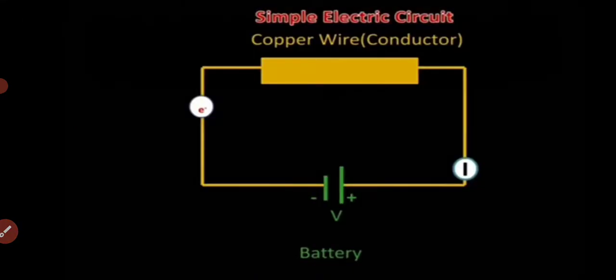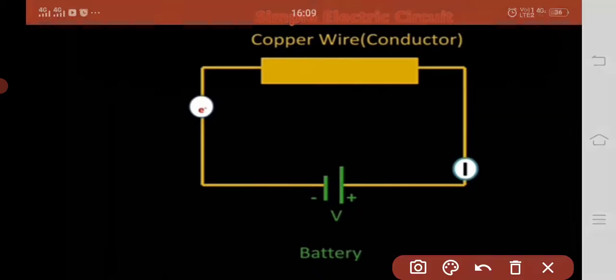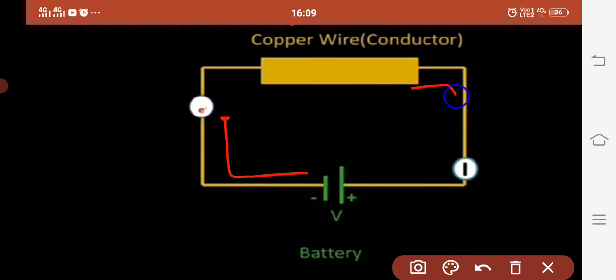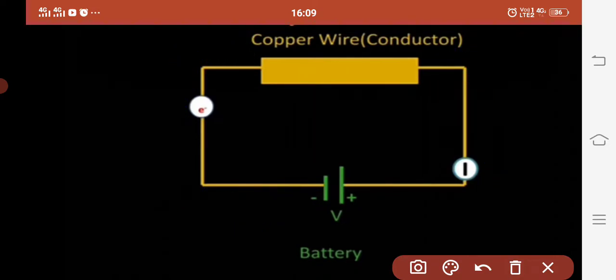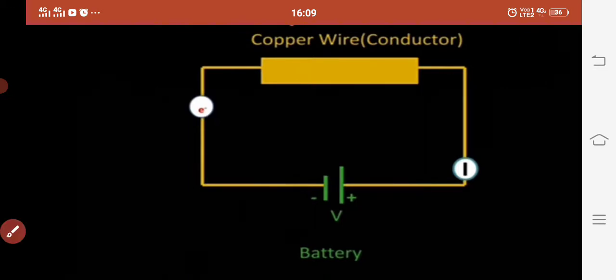Now this is a simple electric circuit or a copper wire, which shows that e to the power negative, meaning the electron, is flowing from the negative terminal and moving to the positive terminal, whereas the direction of current, that is I, is the reverse of it. It moves from the positive terminal towards the negative terminal. Thus we can say that the flow of conventional electric current or charge is opposite to the flow of electrons.